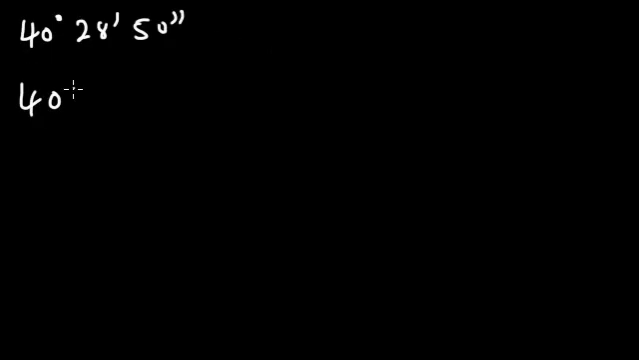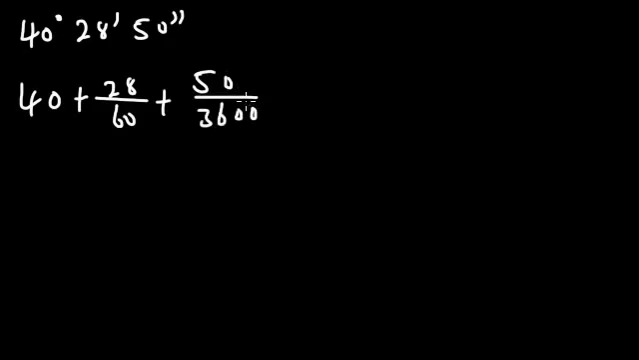So we keep 40 as it is. Then we take 28 and divide it by 60. And the seconds part, we divide by 3,600. Right now, let's type that into our calculator. So we have 40 plus 28 over 60, and again plus 50 over 3,600. And I end up having 40.48055 repeating. So the 5s are also repeating. So this is clearly close to the question.